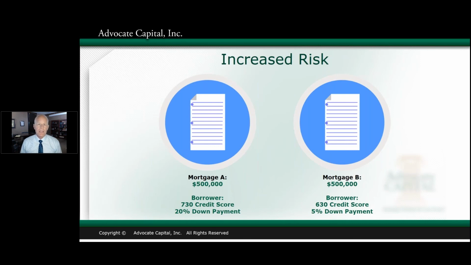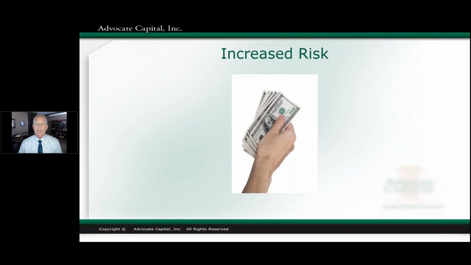So increased risk is something that most people don't think about very much. The best place for your cash, in my opinion, if you want ultimate safety, is in your personal bank account insured by the FDIC, not in your case expenses.